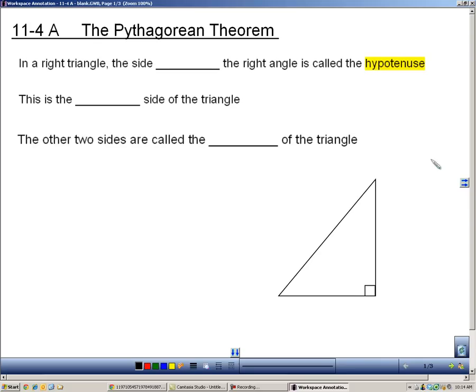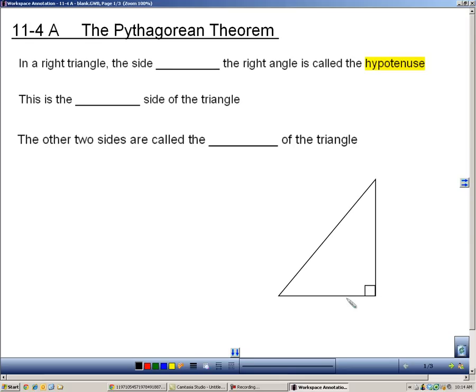Section 11.4a is about the Pythagorean Theorem. Before we get into the theorem itself, there's a couple of terms we want to get out of the way. In a right triangle, there's a picture of one down here, a right triangle is a triangle that has an angle that's 90 degrees.